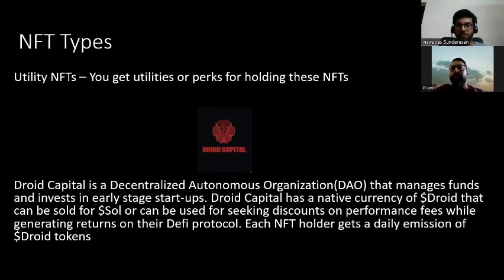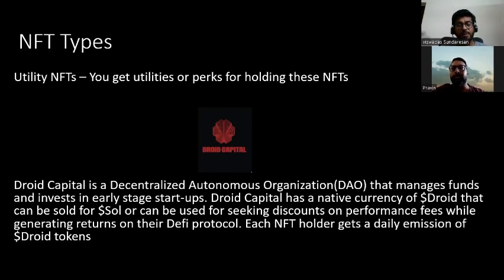So if you invest in a DeFi protocol and let's say for example you're getting a 20% return, generally what happens is that you have to pay 2% commission to the DeFi protocol. So instead of paying 2% commission to the DeFi protocol, you can pay only like 0.5% commission by using the Droid tokens to adjust your fees for that protocol.